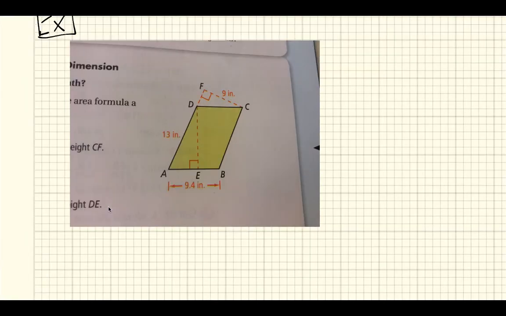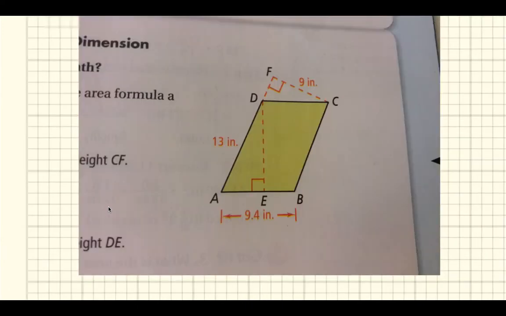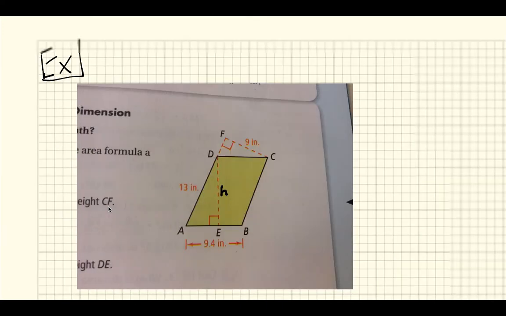Okay, so what we're trying to do in this picture, this height, is find h. We need to look at this height here. What we're trying to find is this distance of DE. This height goes with this base AB, because we have this base AB and we have this height h. Now it's kind of weird. You have to kind of tilt your head to see it.